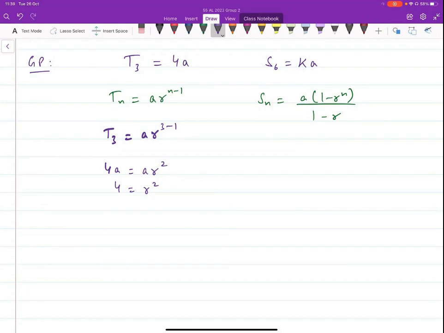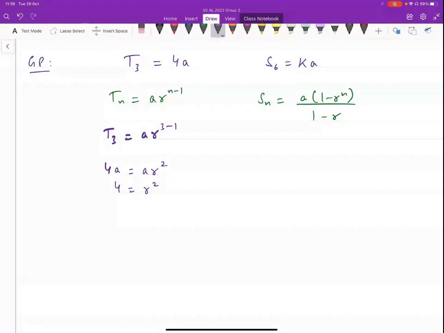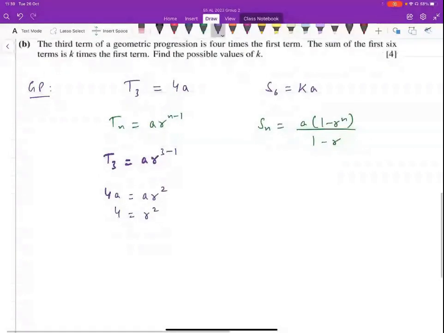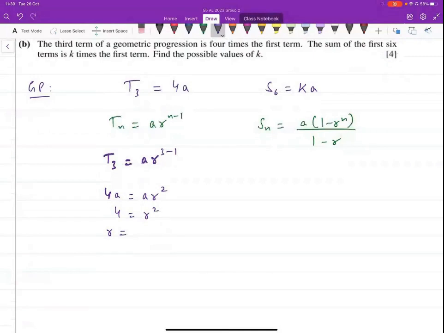Does that make sense? Any problems with this? So what is going to be the value of r now? What is r? 2 or minus 2. We've got two possibilities here, right? So we've got plus minus 2. There are two possibilities. You get that from here as well.